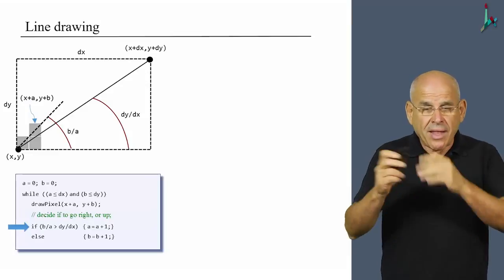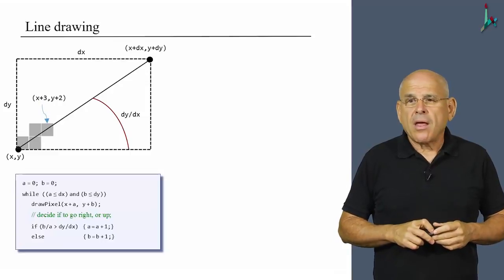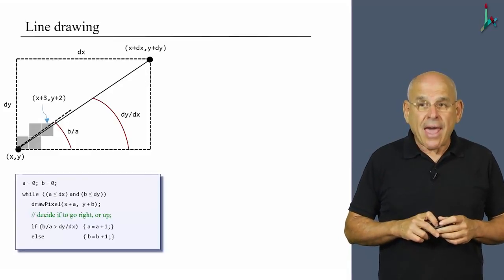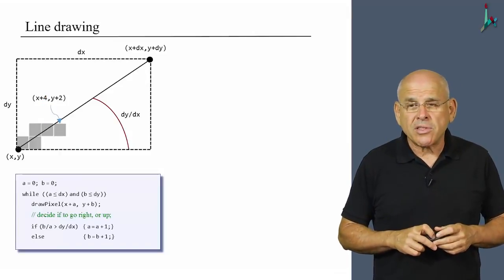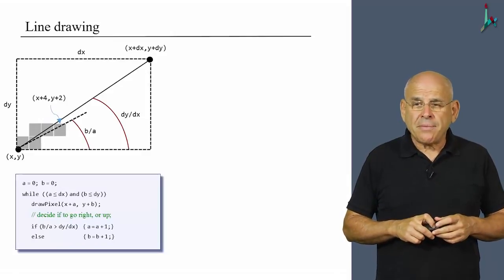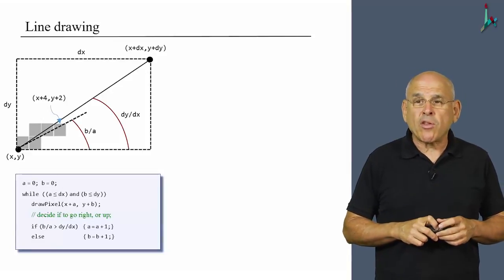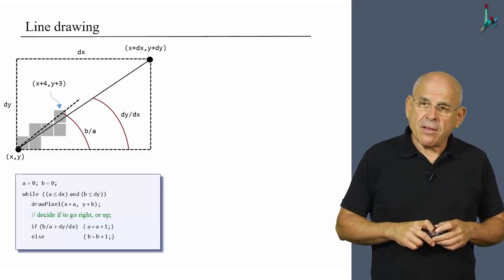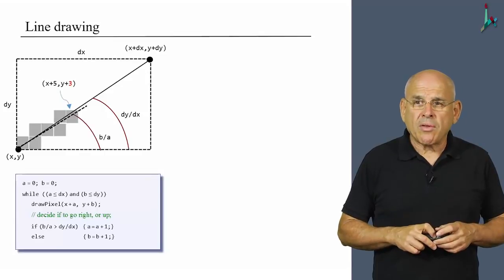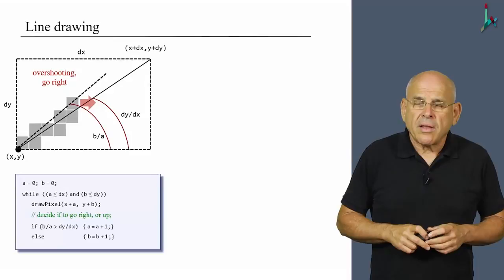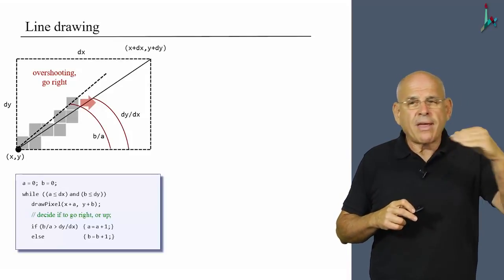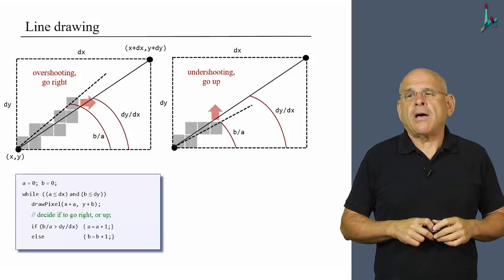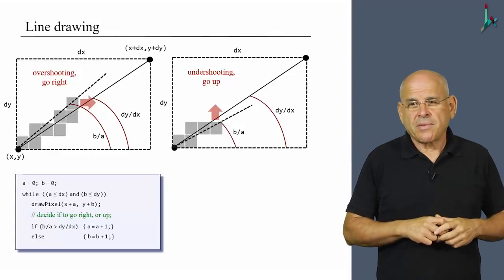So in this particular case, that's the condition that we get. And now we're going to go right, and we're going to draw this line again. Once again, b over a is greater than dy over dx. So once again, we want to manipulate a, and instead of 3, a will become 4. So we get this pixel. We draw this line. Now b over a is less than dy over dx, so we're going to manipulate b. And we're going to go along the y-axis. So we'll have this pixel. Once again, we compare the two angles. We go to the right. We compare the two angles. We go to the top. And you got the picture. And so if you end up overshooting, you make a correction to the right. If you end up undershooting, you make a correction up. That's the basic algorithm. So it looks like we're done.